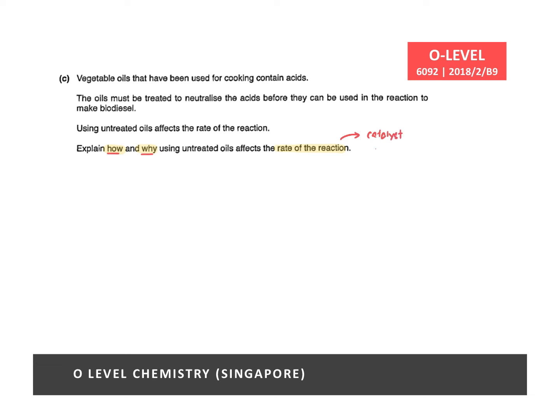And if you can recall, the catalyst that's being used is potassium hydroxide. So what happens if your vegetable oils contain acid impurities? Obviously, your acid is going to react with your potassium hydroxide, which is your catalyst. And what happens when your catalyst is reacted away? That means you have no more catalyst. Then the rate of reaction will decrease because your acid reacts with potassium hydroxide, which is a catalyst for the reaction.